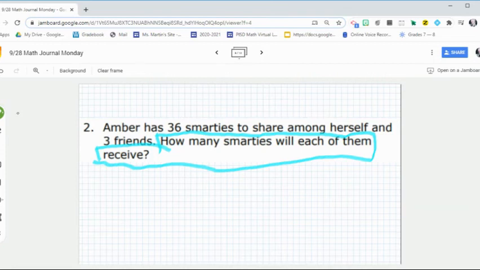Step 2, underline. We want to underline the important information that we need to solve this question. Amber has 36 Smarties that she wants to share among herself and 3 friends.